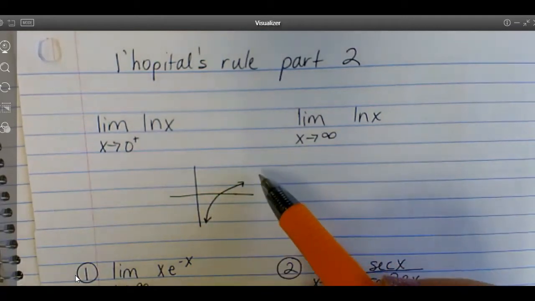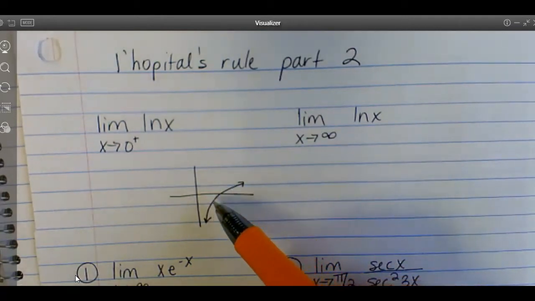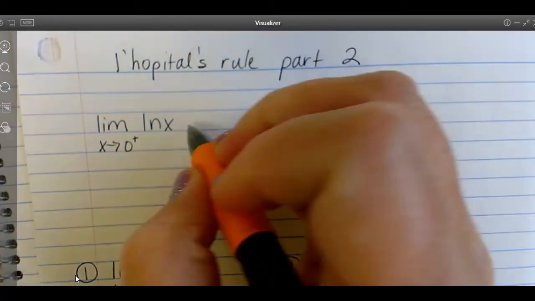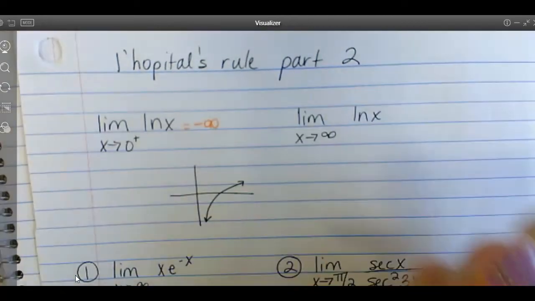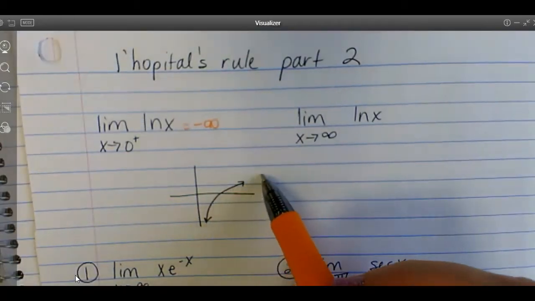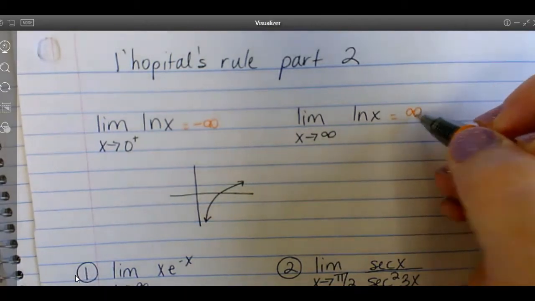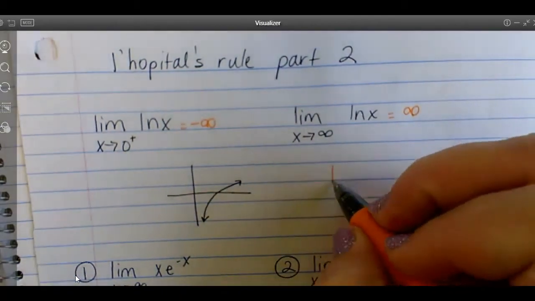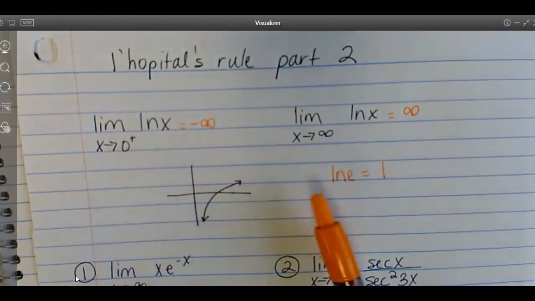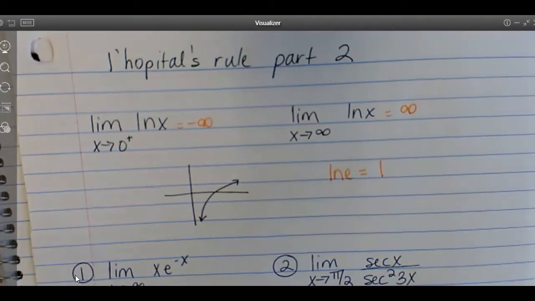It's kind of like that. So as I approach 0, on the right side of 0, it is going towards negative infinity. And as I go towards infinity of natural log, it is going towards infinity. Also a reminder that natural log of e is 1. And so these all might be important to us as we are looking at some limits.